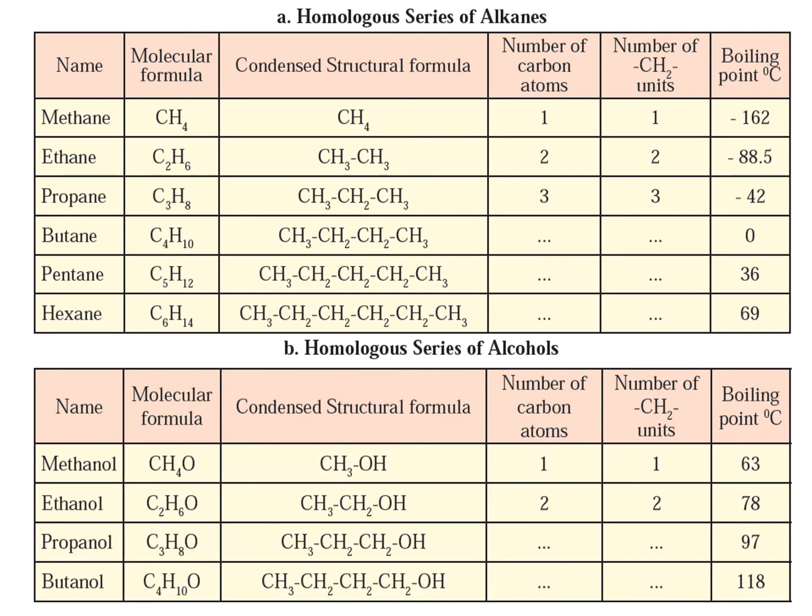Next one is the homologous series of alcohol. Here in alcohol, the hydrogen is replaced with the OH group. First we have methanol, where the CH2 unit is 1. Ethanol has 2 CH2 units, and for propanol and butanol you will find out how many. You will derive the structural formula, and count the carbon atoms and the CH2 units.